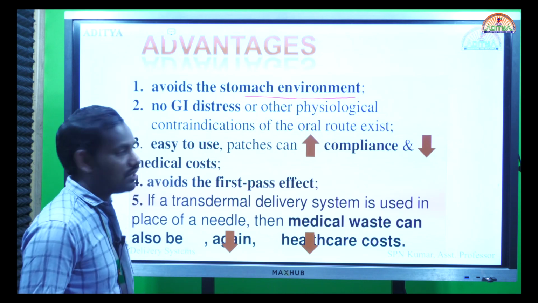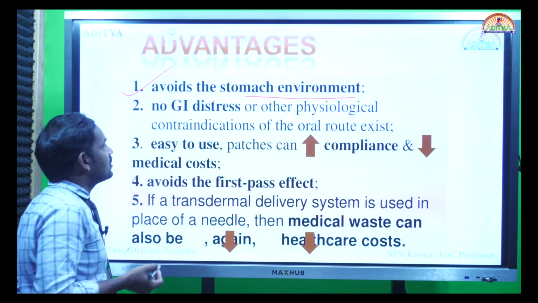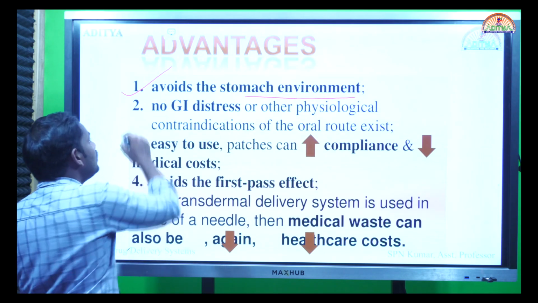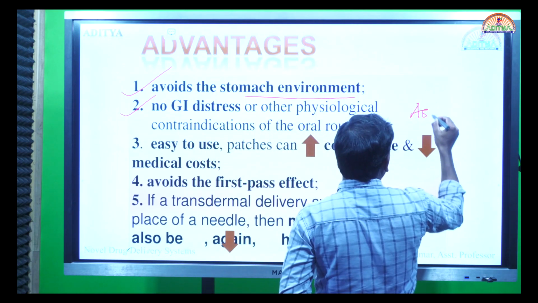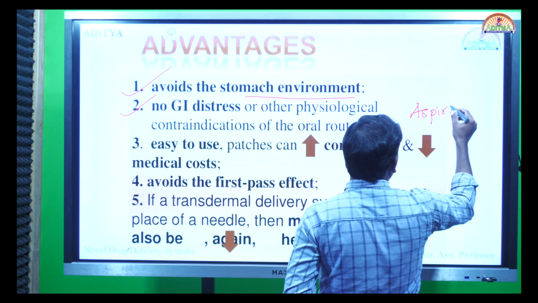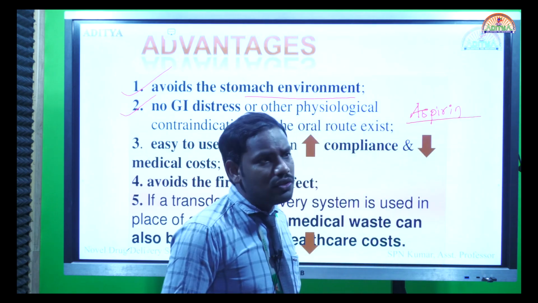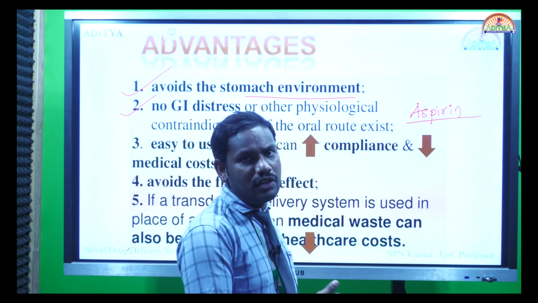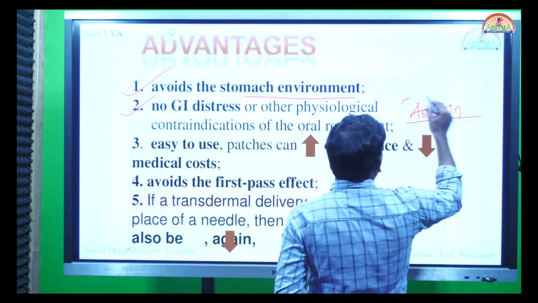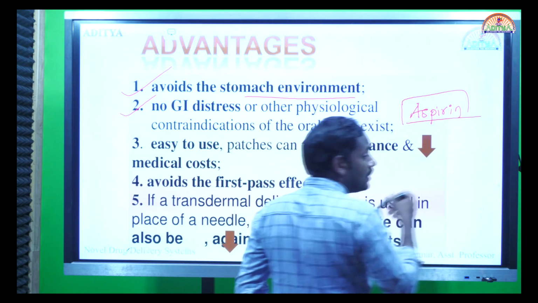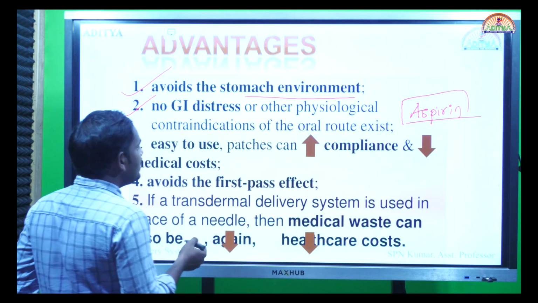So point number 1 is checked. We are able to deliver even acid sensitive or base sensitive drugs. Next, there is no GI distress. There are certain drugs like aspirin or bisacodyl, etc. These drugs cause GI irritation or GI distress. Let us take some anti-cancer agents; they can cause gastric distress. Even though anti-cancer drugs cannot be effectively used as transdermal, there is a way. So we are saying that certain drugs that cause gastric distress can be given through the skin such that we can avoid that stomach upset.